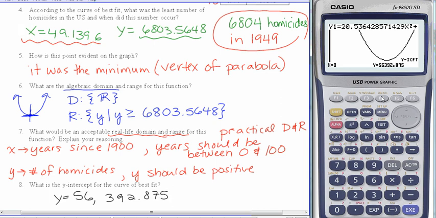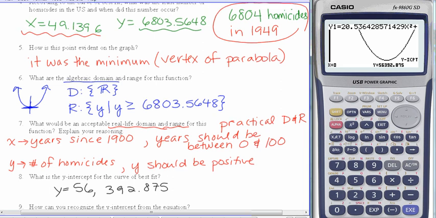And what I have is 56,392.875. How else could I have known what this number is? Well, if I look up at the top of the sheet, you can see it's the C value, the constant on the end of my equation, and I know that for everything, that's the Y-intercept. So that's the Y-intercept, purely the Y-intercept.